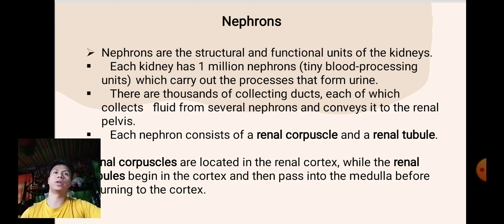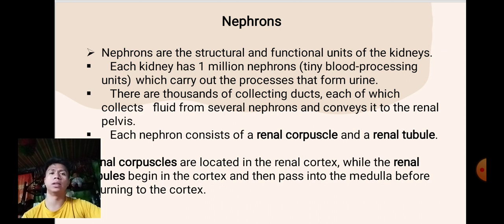The function of the renal corpuscle is where blood is filtered, and the renal tubules are where the filtered fluid passes. So it functions just like a transporting vessel. We all know that each kidney has 1 million nephrons, tiny blood processing units which carry out the processes that form urine. There are thousands of collecting ducts, each of which collects fluid from several nephrons and conveys it to the renal pelvis.